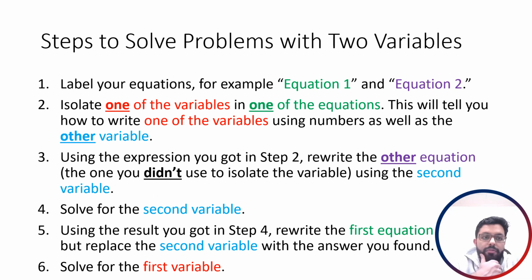So here we go. We're going to review the steps that are required to solve problems with two variables. Now, we did look at this exact text last class, but there's a lot going on here. It's a 6-step solution, a 6-step plan to solve problems with two variables. And there's a lot of colors going on. There's a lot of equation 1, equation 2, variable 1, variable 2 stuff going on.